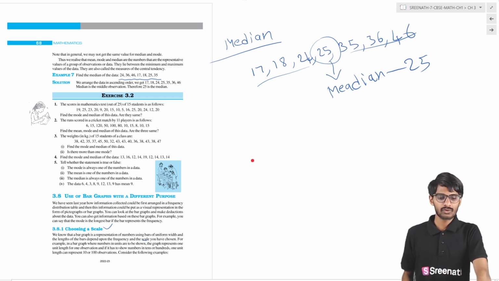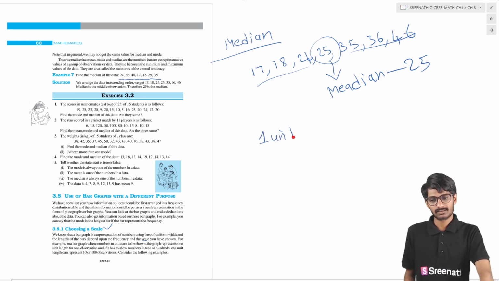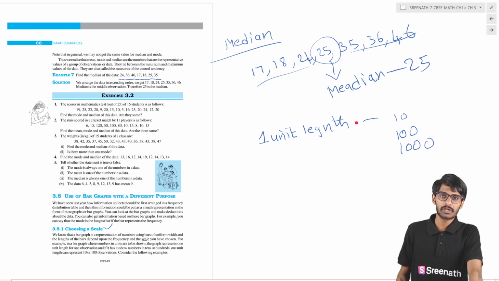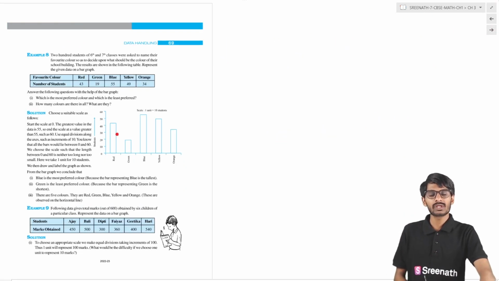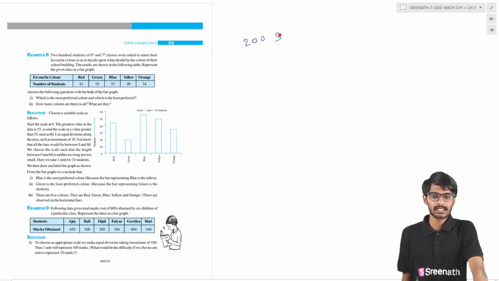Before that, for 1 unit length, we can consider 10 observations, or we may consider 100 observations, or we may consider 1000 observations also. Why? Because it depends upon the frequency of the data, students. By doing examples, we will get more knowledge. 200 students of 6th and 7th class were asked to name their favorite colors. So how many students? 200 students are there.